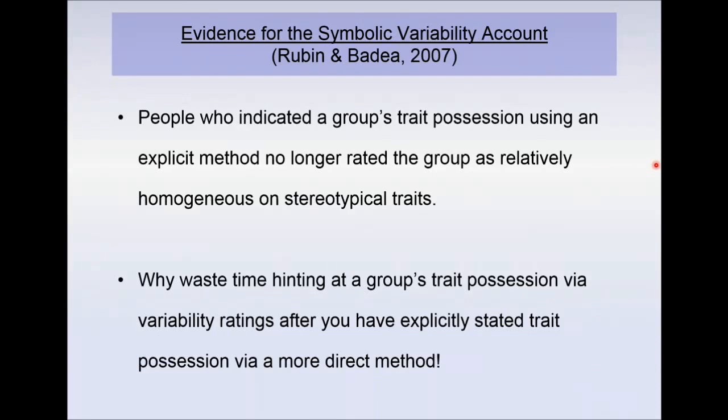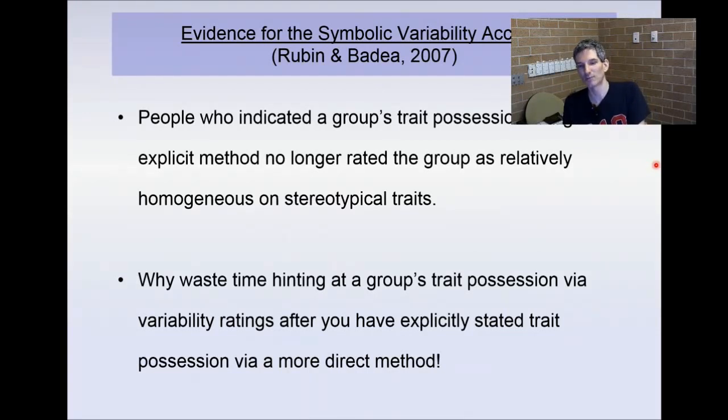And consistent with that assumption, we found that people who indicated a group's trait possession using an explicit method no longer rated the trait as relatively homogeneous on stereotypical traits. So what we did is we basically said, look, if people are giving us these homogeneity ratings as a way of telling us which group possesses traits and which group doesn't, then maybe we can shortcut that if we up front allow people to tell us straight away which group possesses traits and which group doesn't. Because once people have told us that, they will have no reason to tell us it again using the variability ratings. So that's what we did in an experiment.